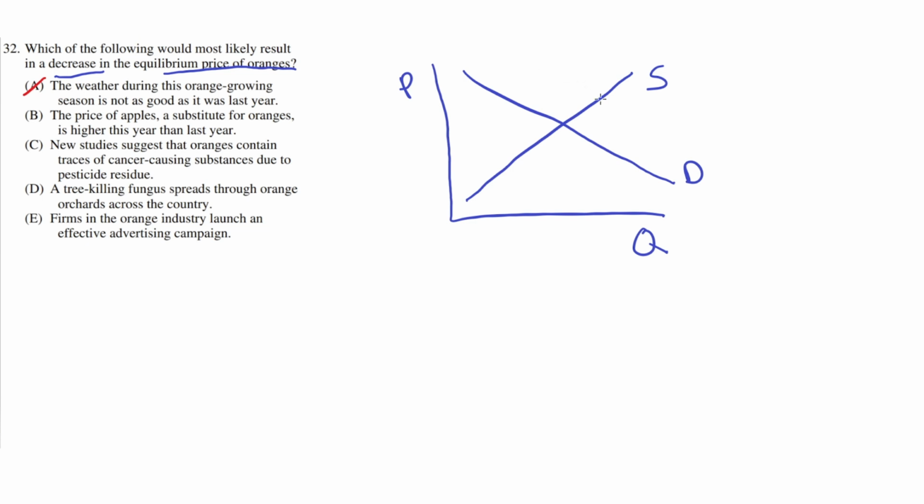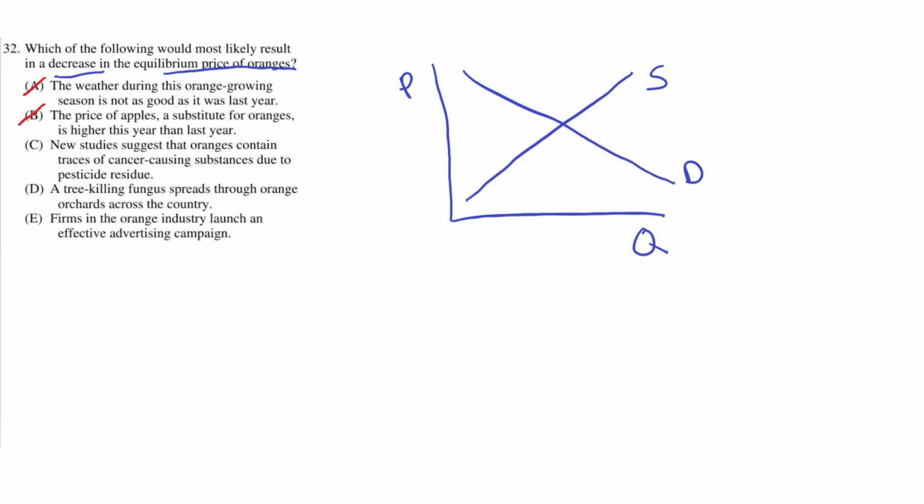A shift to the right for demand would look like this. And looking at this graph, we can clearly see that the price is higher. So this would not cause a decrease in the equilibrium price of oranges. So B is also incorrect, and we can eliminate B.